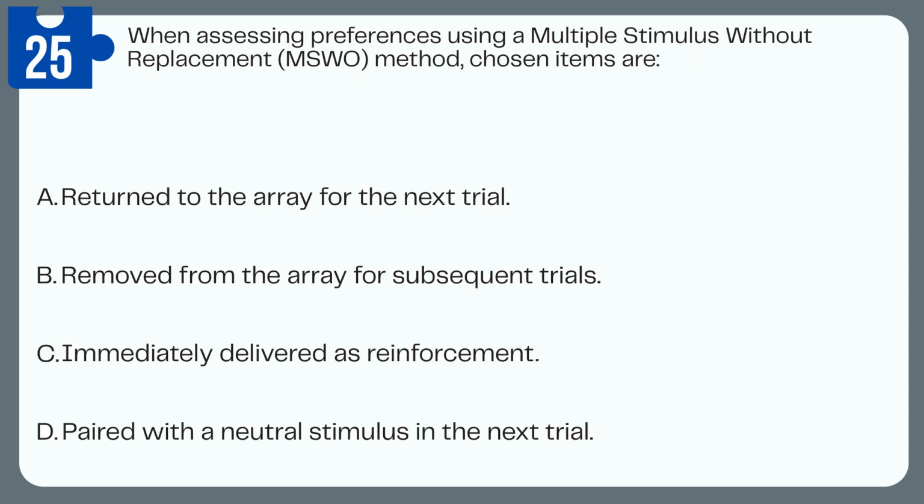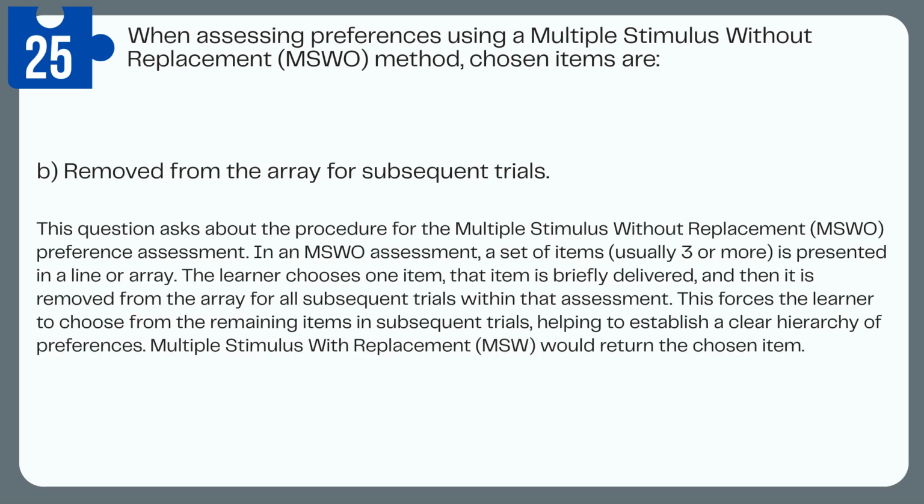Question 25. When assessing preferences using a multiple stimulus without replacement, MSWO, method, chosen items are: A. Returned to the array for the next trial. B. Removed from the array for subsequent trials. C. Immediately delivered as reinforcement. D. Paired with a neutral stimulus in the next trial. Answer: B. Removed from the array for subsequent trials.